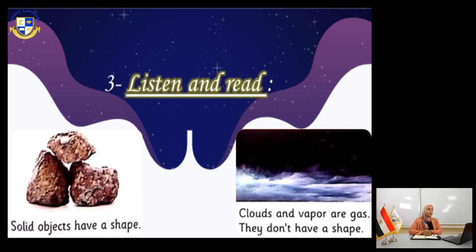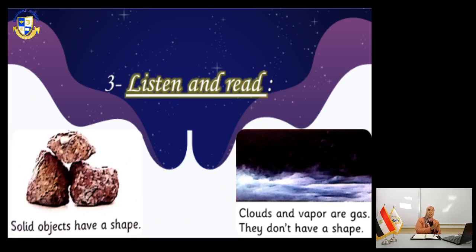Exercise number 3, listen and read. Everything around us is made of material. This material is divided into things called solid, liquid, vapor, and gas. Here we have the solid objects. They have a definite shape. Any solid around us has a definite shape.